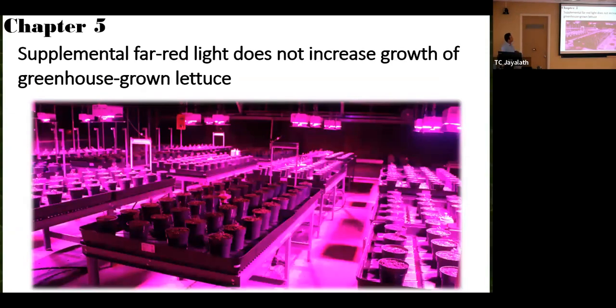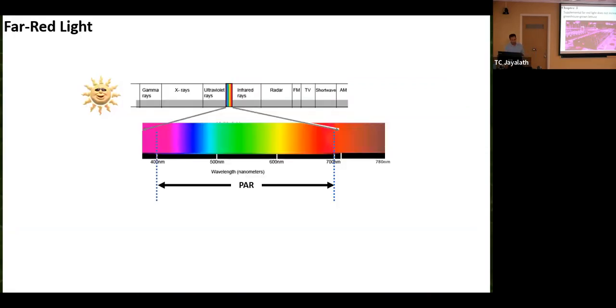So crops can be used to get this benefit of providing more nitrogen at higher light levels. And just keep going on the last study. This is the supplemental far-red light study. So I'll be done after this. So supplemental far-red light does not increase growth of greenhouse grown lettuce.